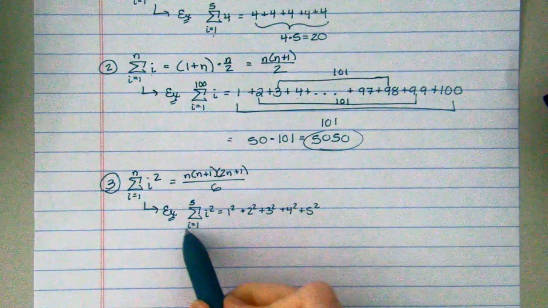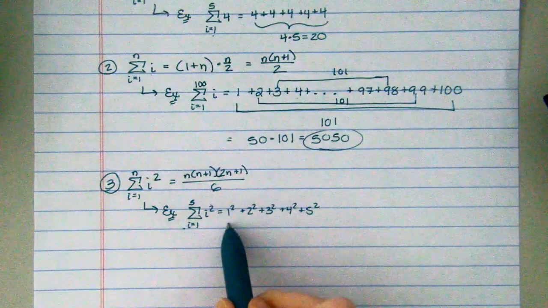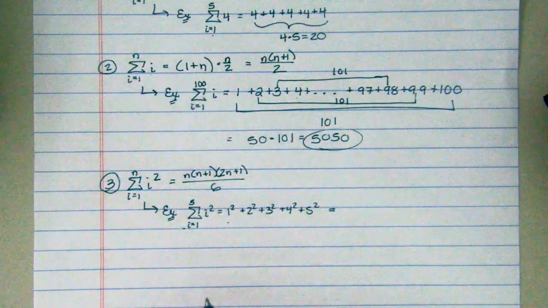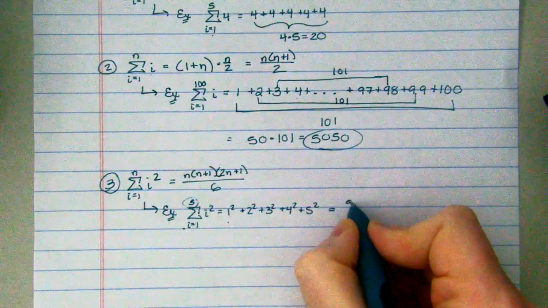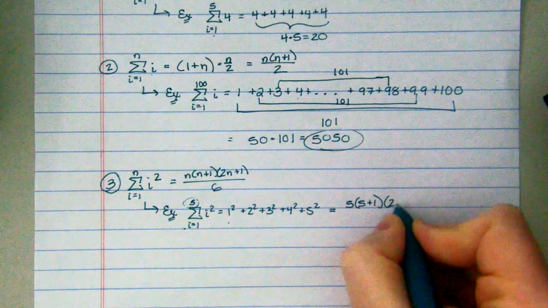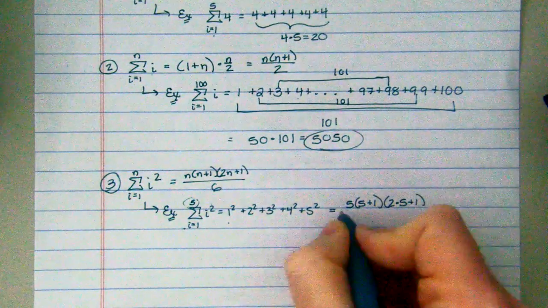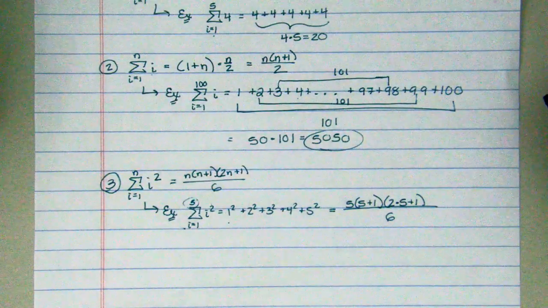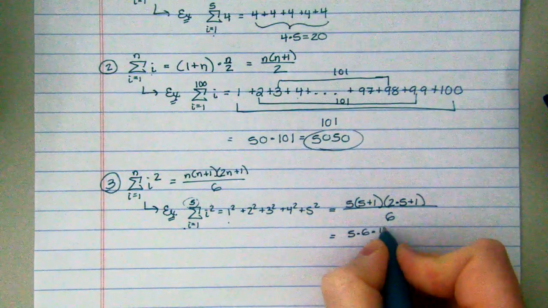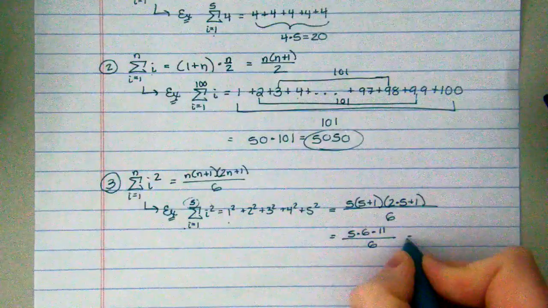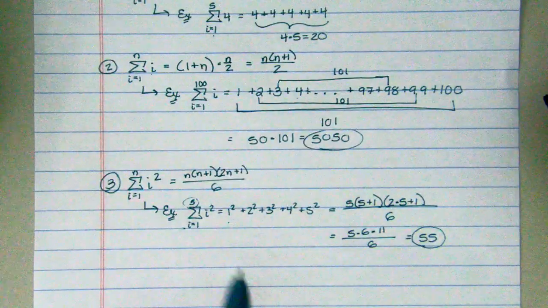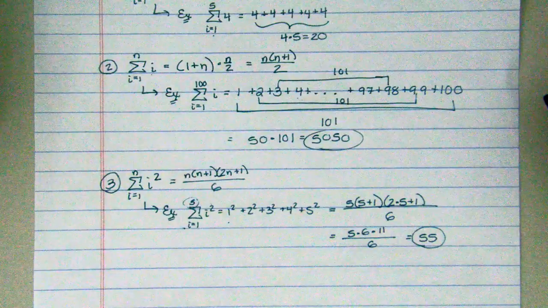Which means if I want to figure out this series without actually writing out all those terms and adding them up, I could use this formula. I plug in n, that upper limit, 5, times 5 plus 1, times 2 times 5 plus 1, over 6. This is going to give me 5 times 6 times 11 over 6, which should give me an answer of 55, which I believe is the same thing you would get if you actually did 1 plus 4 plus 9 plus 16 plus 25.